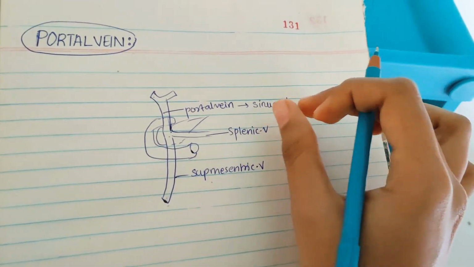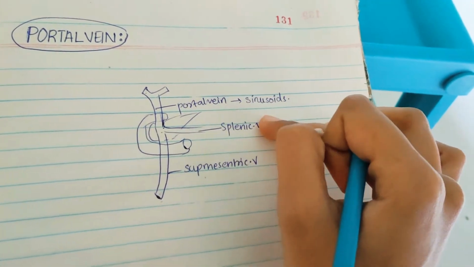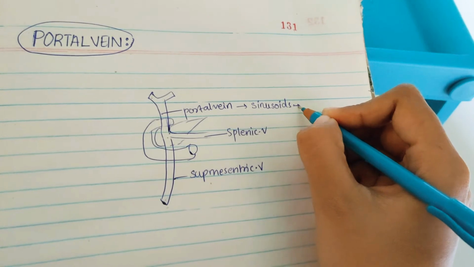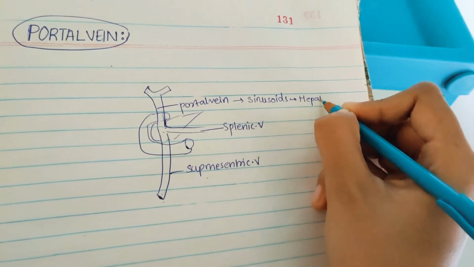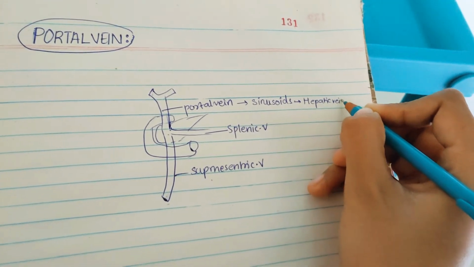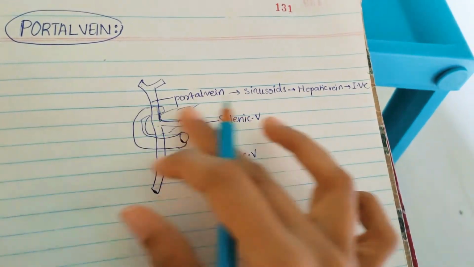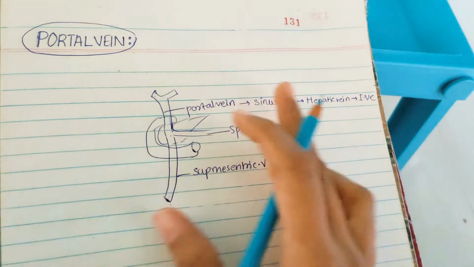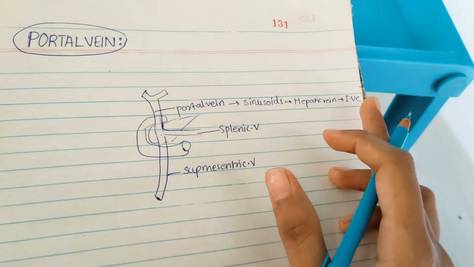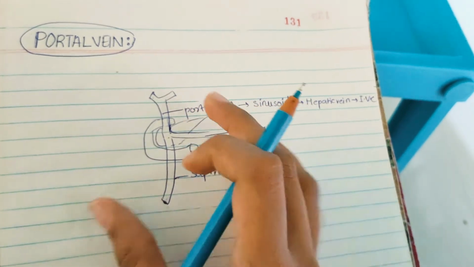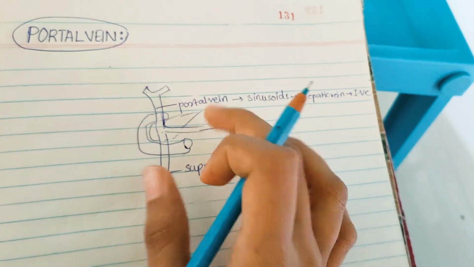So instead of capillaries and venules, the vein will now divide into the sinusoids in the liver, and after the sinusoids it will drain into the hepatic vein. From the hepatic vein it will finally drain into the inferior vena cava. So this is the flow of blood from the portal vein to the sinusoids to the hepatic vein to the inferior vena cava.